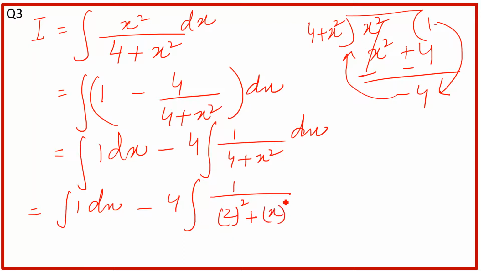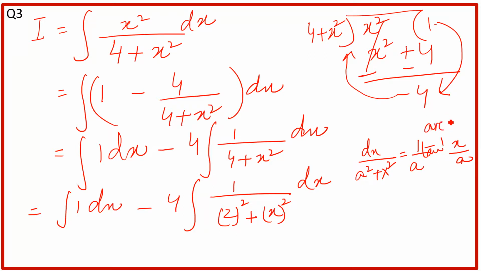Now we have the same formula as we have discussed in question number 2. So here I can write it for you again. If we have dx over a square plus x square, where a is constant and x is variable, how to expand it? 1 over a tangent inverse x over a. We can also say, instead of tangent inverse, arctan, right? If someone asks you arc, this is also the same.